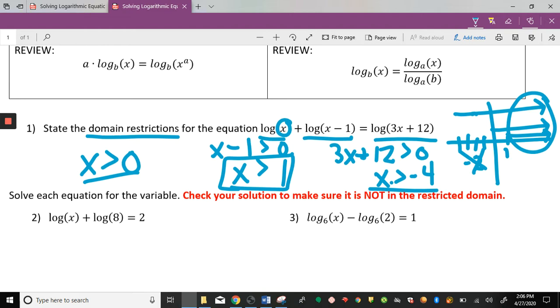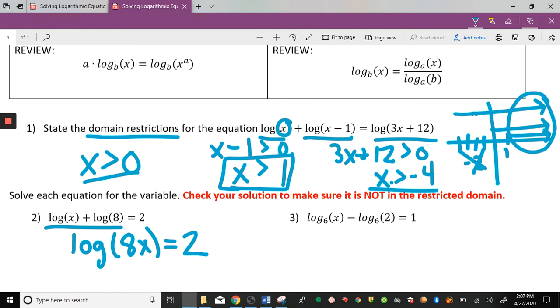All right, solve the equation for the variable. Check your solution to make sure it's not in the restricted domain. So how would I do this? Well, you can use those properties of logs I reminded you of, and then use everything else we did yesterday. So what am I going to do with 8 and x? I'm going to multiply them because I added them and there's the same base.